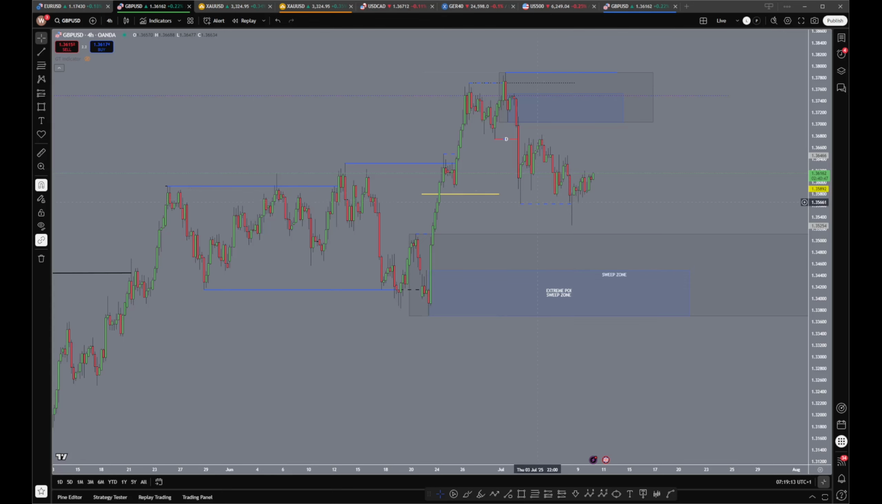If we look on the 4 hour, again, we've not mitigated any demand in this leg. So that's the reason why I think we could continue to pull deeper into one of these zones, either the daily or the 4 hour. So we can continue to move down. Yeah, the order flow is bearish, the internal structure is bearish.